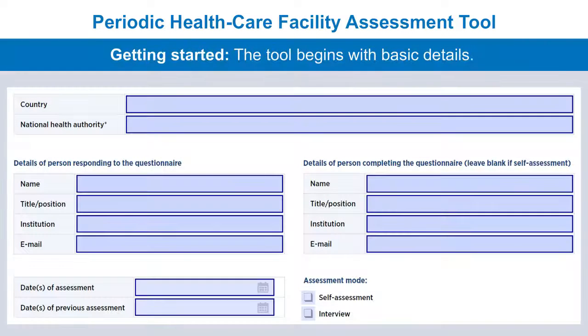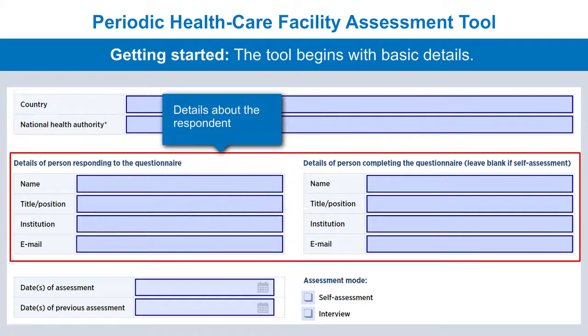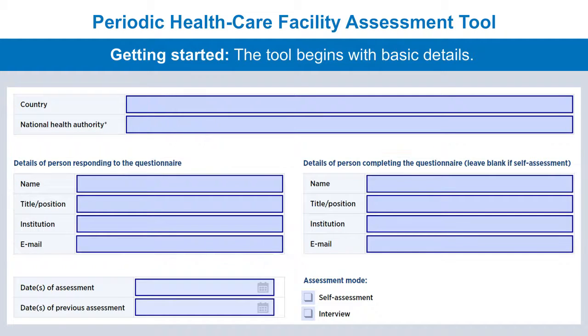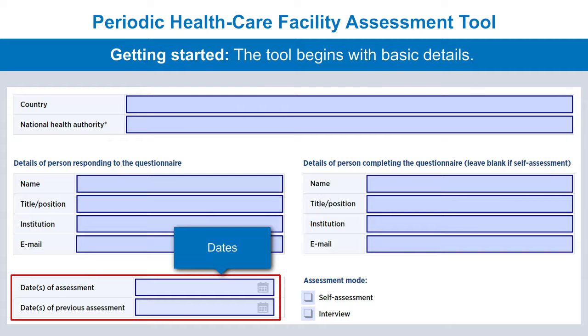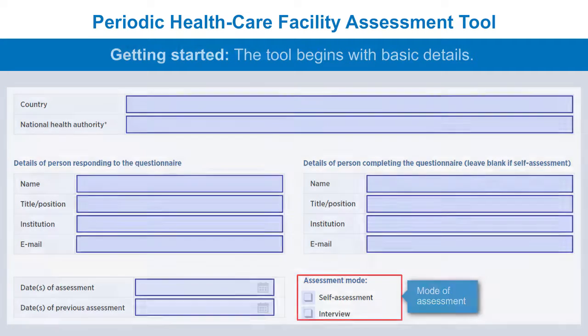Note that the fields with an asterisk mark are mandatory. The tool begins with basic details, such as the country and the National Health Authority, followed by the details about the respondent and, if required, details of the person completing the questionnaire. Then the dates of current and previous assessment, and the mode of assessment, in which you can select whether it is a self-assessment or an interview.